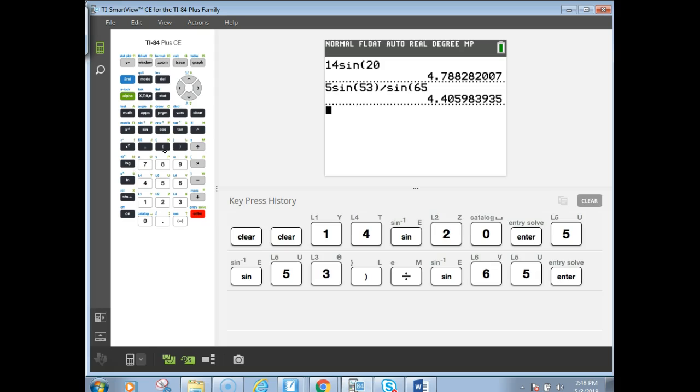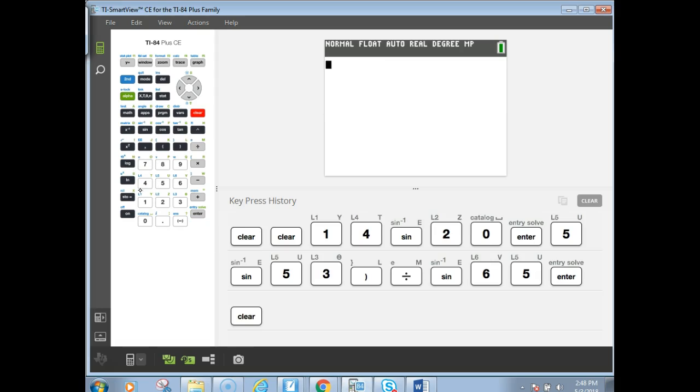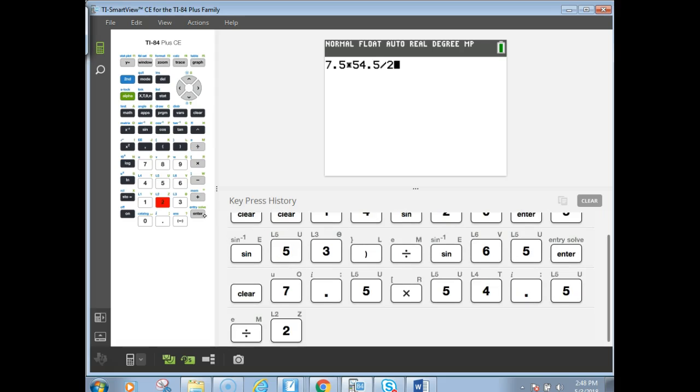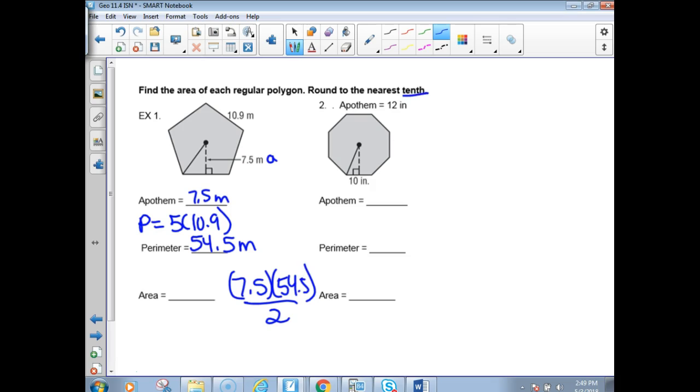So let's go ahead and type that in. 7.5 times 54.5 divided by 2. Got 204.375, which, if we go to the nearest tenth, since it says tenth, is 204.4 square meters.